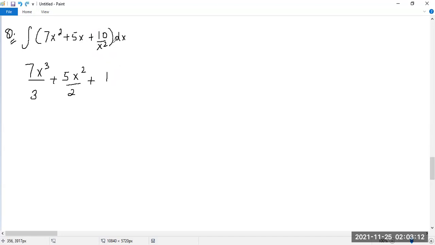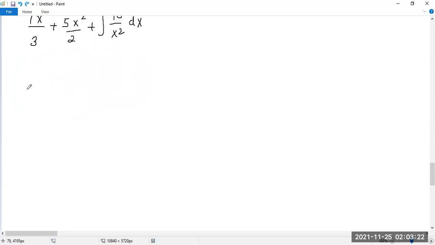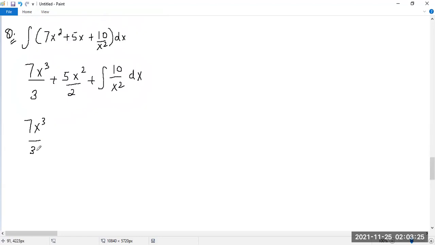So here, when we're taking the integral of 10 over x squared, this is all fine, right? This stays in our answer, but taking the integral of this part here, so we'll have 7x cubed over 3 plus 5x squared over 2 plus, so taking the integral of this part is the confusing part. The idea is that we want to put this in a form where we can take the integral using the power rule and the constant rule. So we'll take this x squared to the top. We'll say that this is 10x to the negative 2, right? So we're taking the integral of this.